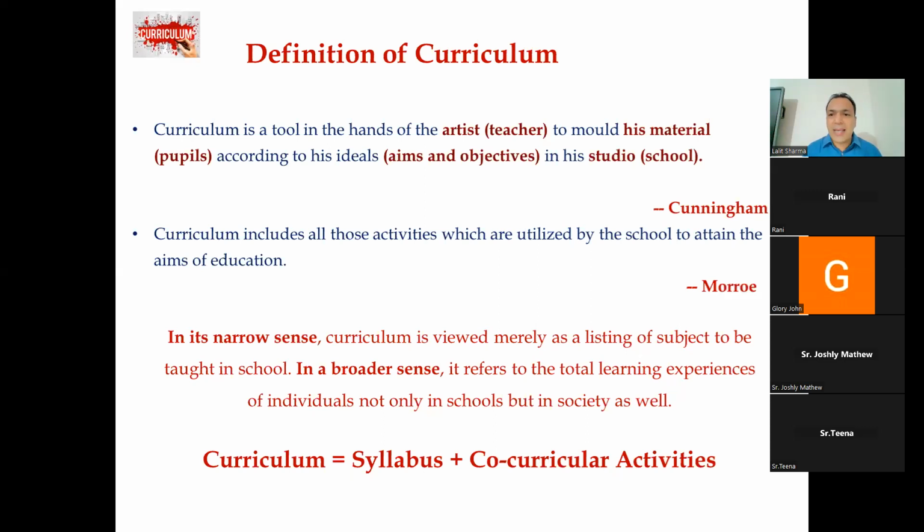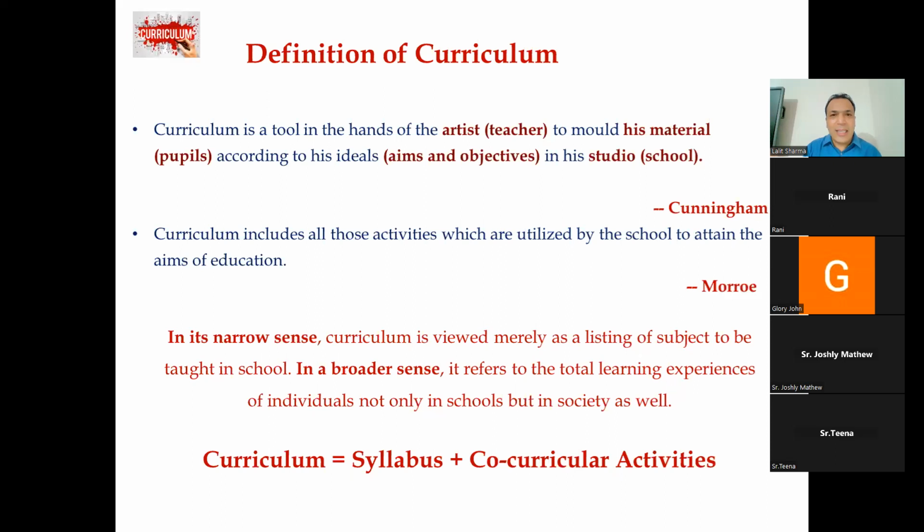So what has Cunningham said? Curriculum is a tool. Try to understand, this is important. Curriculum is a tool in the hands of the artist. Who is the artist? The artist is the teacher, to mold his material. What is the material? Student. According to his ideals, meaning aims and objectives of education, in his studio. Studio means school. So whenever you go to the school, you have to keep in your mind that you are an artist and you have to give information to the immature person. You have to make the person mature, who is a student basically. Students are the raw material.